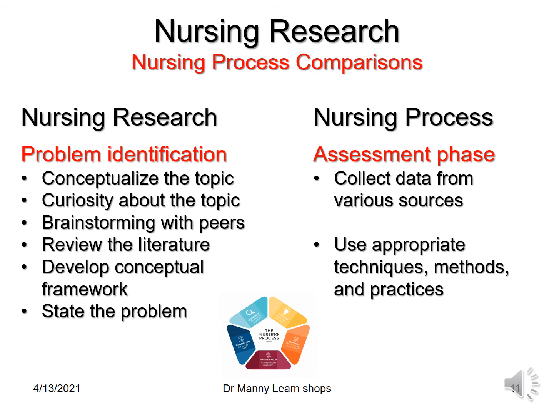Look at the comparisons. So I put the comparisons here. So if you look at nursing research and compare it to the nursing process, the nursing research essentially is about problem identification. Something that you've identified. It conceptualizes the topic because you, as the researcher, are curious about the topic. And this may lead you to brainstorm with your peers in nursing or other medical disciplines, and it makes you review the literature to see what has already been done in relation to the topic that you are about to research. And you could, as I indicated previously, develop a conceptual framework which states the problem that you've identified.